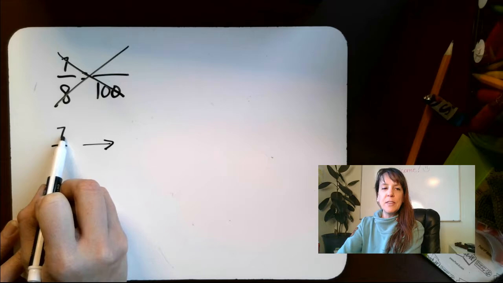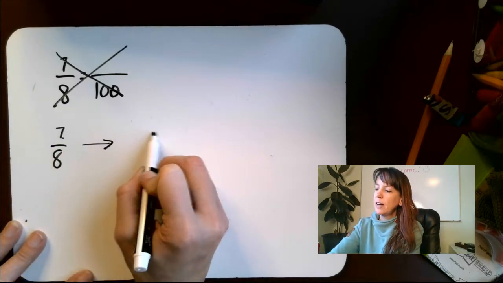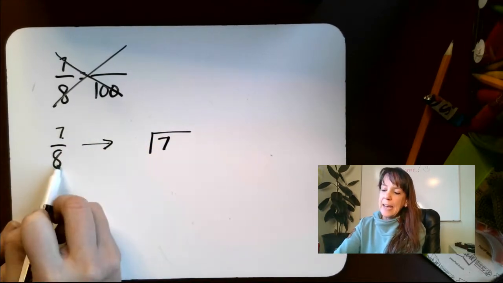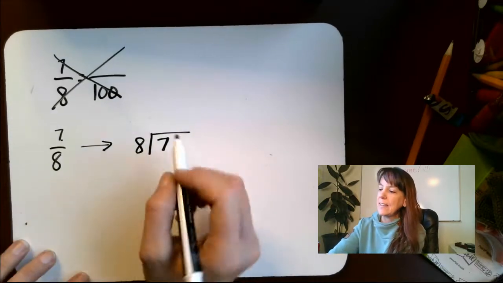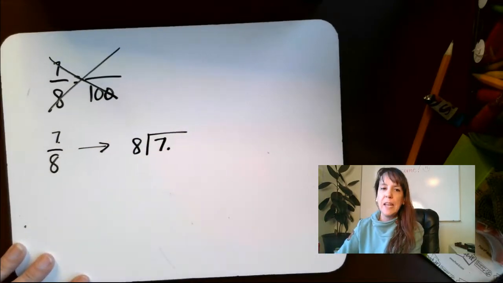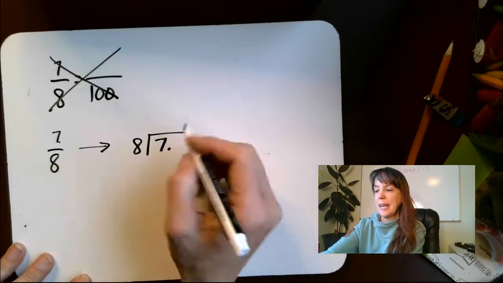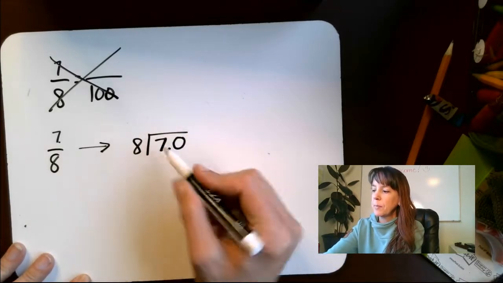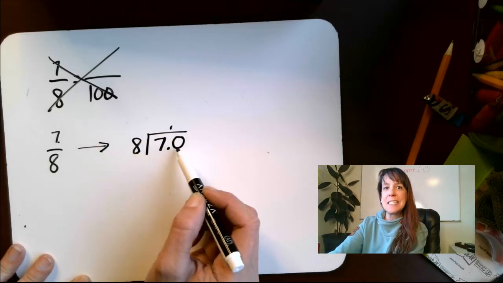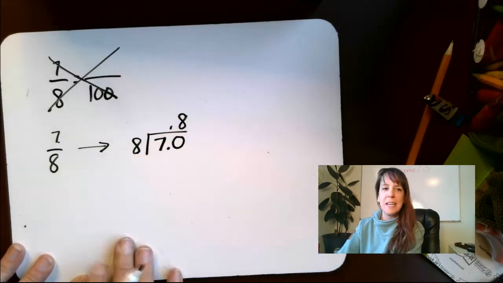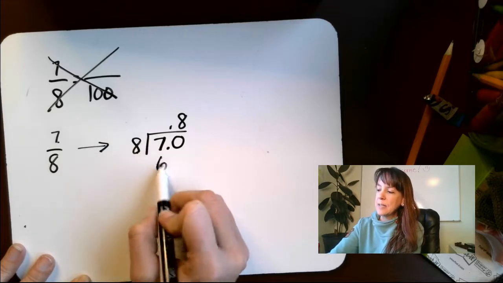So we take that 7 that's on top and we put that underneath our table here. The 8 is on bottom, it goes on the outside here. Now remember, if a decimal is not shown, it's at the end. So right here we have a decimal. 8 does not go into 7, it can't. So we're going to throw 0 here, but I'm going to bring this decimal up to here. However, 8 goes into 70 8 times. 8 times 8 gives me 64.